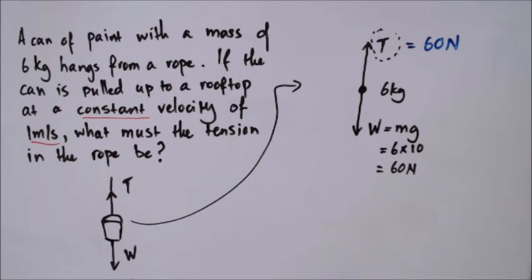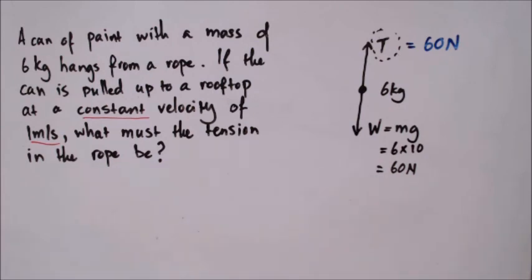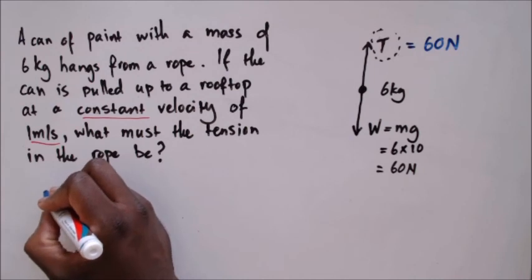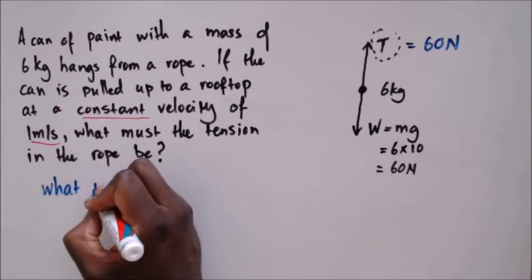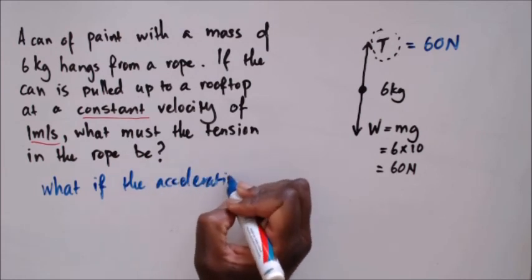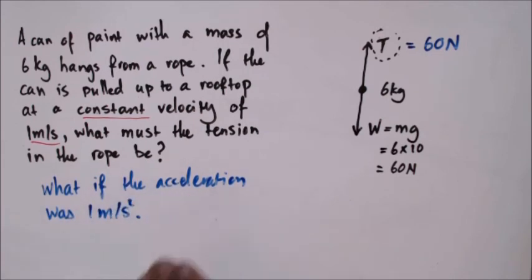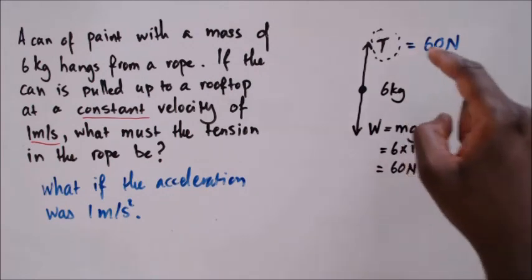But let's change this example slightly. Let us say that instead of moving upwards at a constant velocity, what if we wanted this can to move upwards with an acceleration of 1 meter per second squared? So what if the acceleration was 1 meter per second squared? What would the tension need to be in this case? And we can come back to our free body diagram.